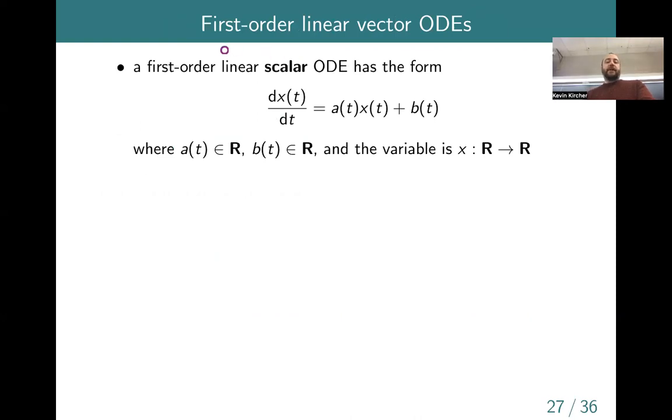All right, so a vector ODE is a generalization of a scalar ODE in the same way that a vector is a generalization of a scalar or a number. Just to recap, a first order linear scalar ODE has this form: the first derivative on the left-hand side, and then ax plus b on the right-hand side. The input data are the functions a and b, and then typically an initial condition x. And the variable we're looking for is this function.